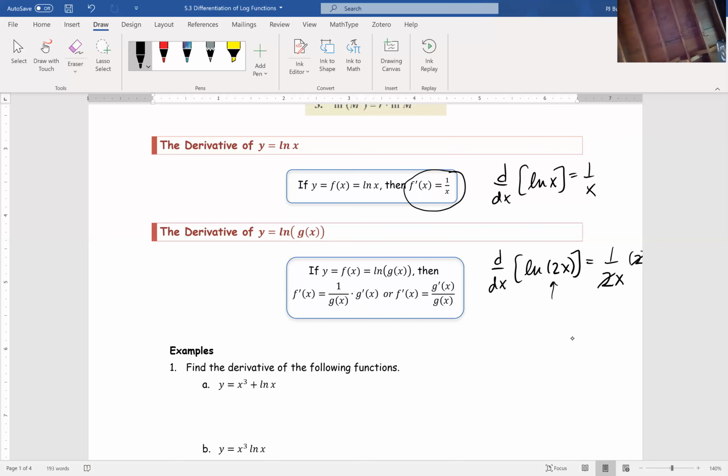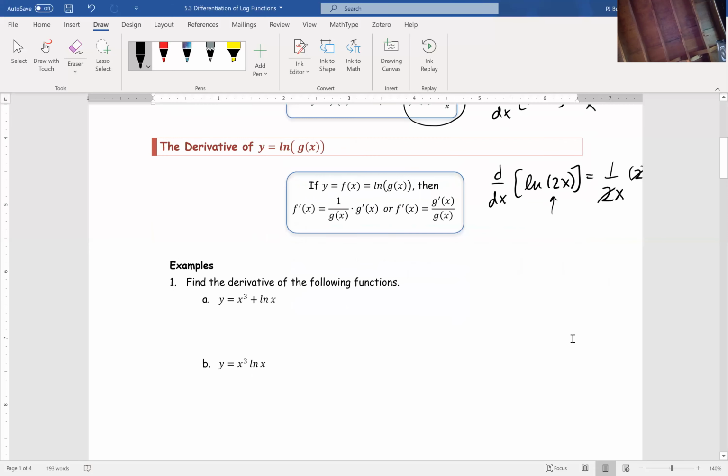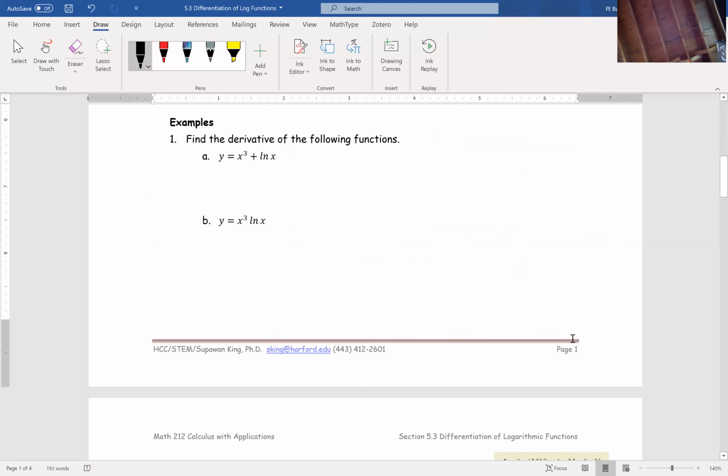So let me go ahead and demonstrate a few of these. Find the derivative of the following functions. Now these first two are just, let's get used to natural log. So this is a very simple derivative. The derivative of x cubed is 3x squared. We all know that. Plus derivative of natural log, which is 1 over x. That one's done.